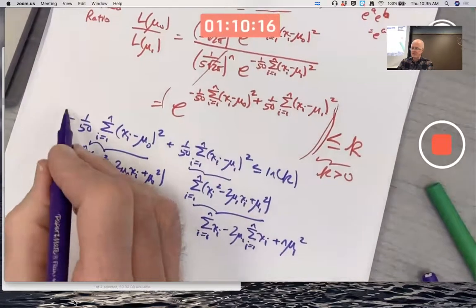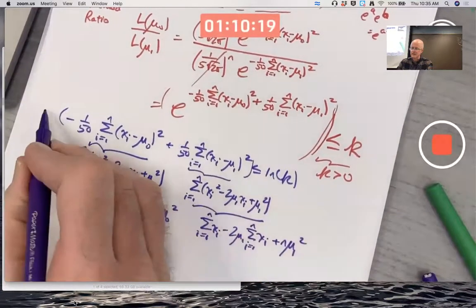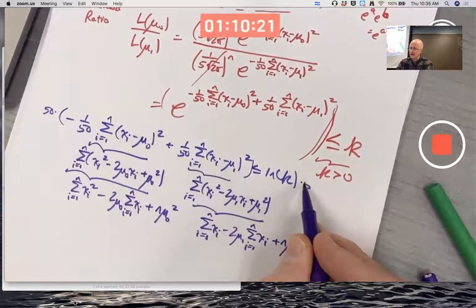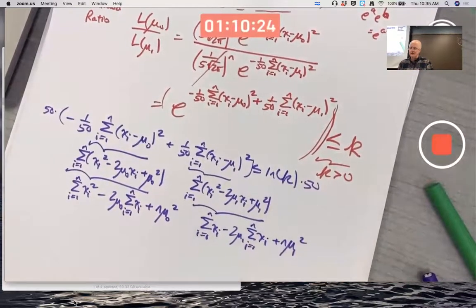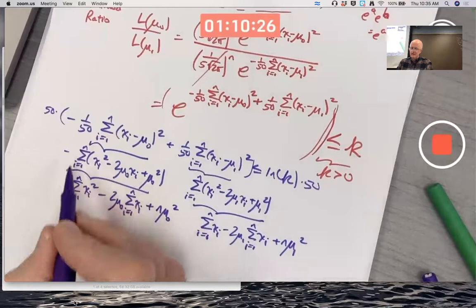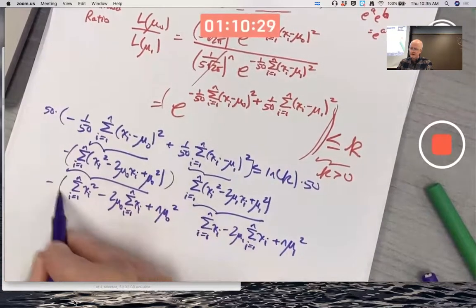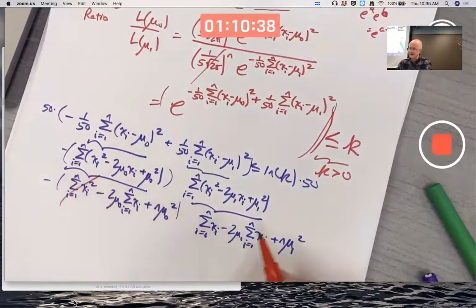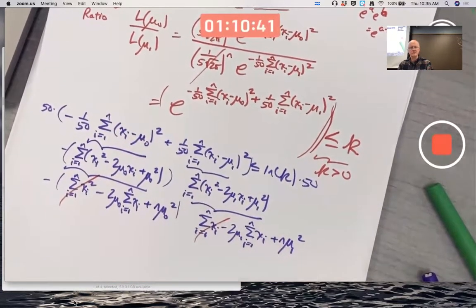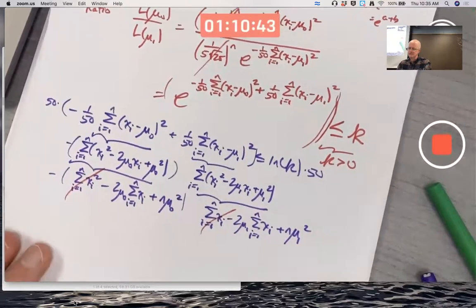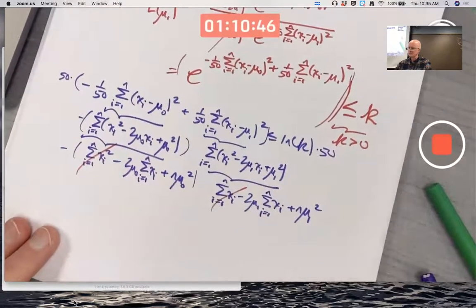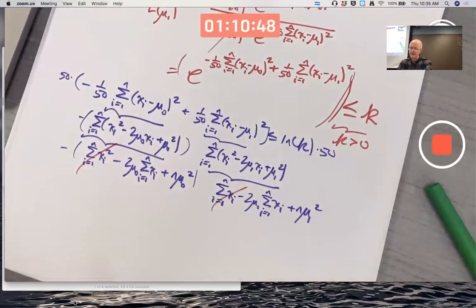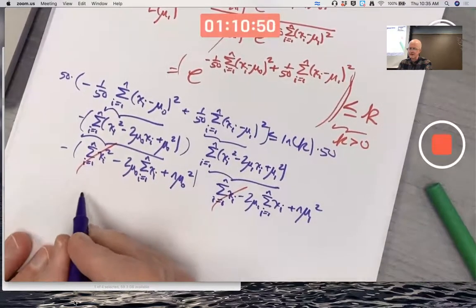Let me also up here put the times 50, and put negative signs here. Then because of those negative signs, we do get a little cancellation. Like this cancels with that. Then we could distribute the minus sign through, and I get a plus.